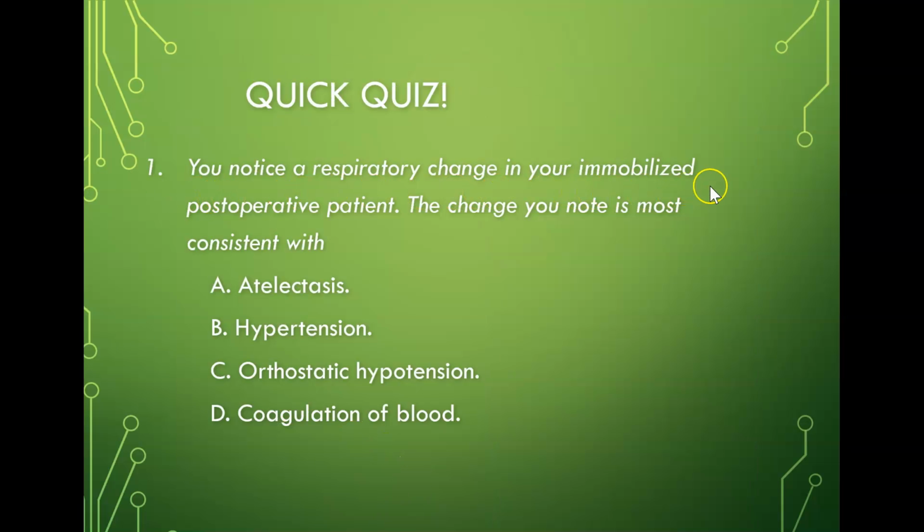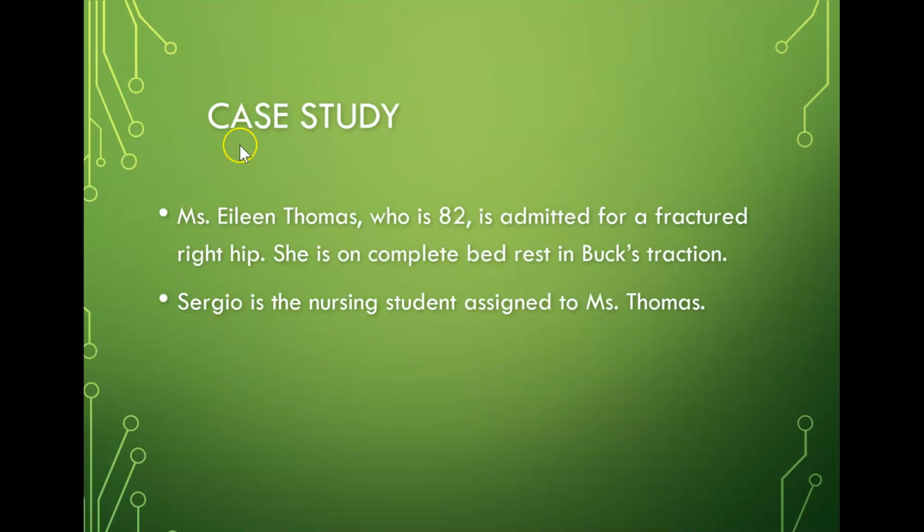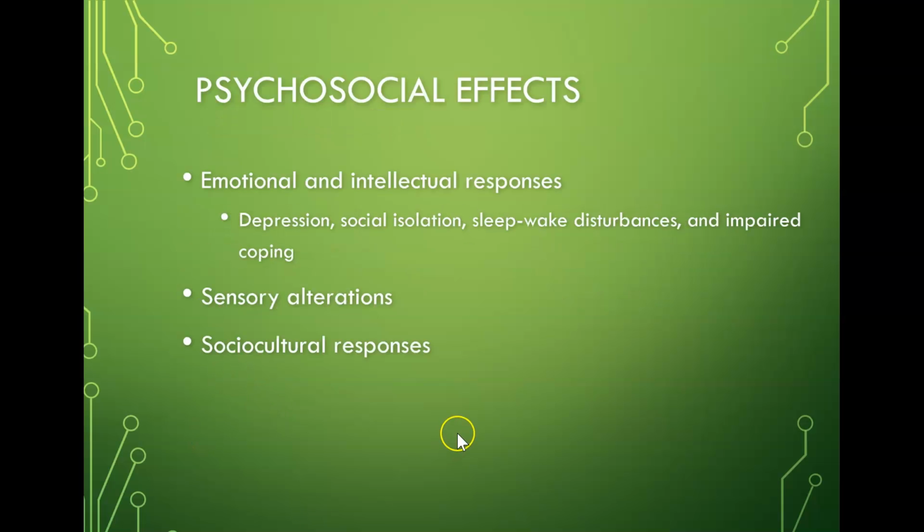You notice respiratory changes in your immobilized post-operative patient. The change you note is most consistent probably with atelectasis, which is the lungs collapsing. Case study: you have a Miss Eileen Thomas. Miss Eileen is 82 and she's admitted for a fracture of the right hip. She is on complete bed rest and she is in Buck's traction. Sergio, who is the nursing student, is assigned to Miss Thomas.